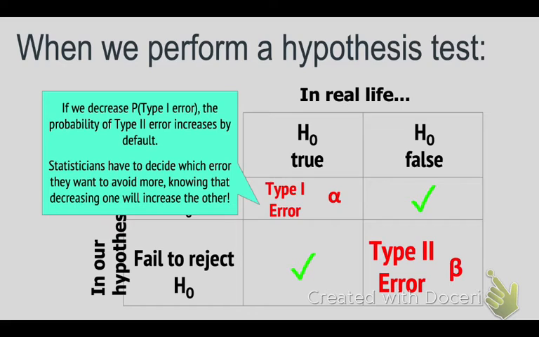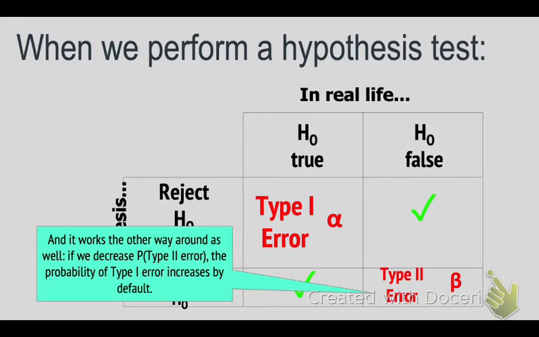Lots of times students, when we talk about alpha, they're like, why don't you just make it 1%? Well, if we make it 1%, then I have a higher chance of failing to reject a null hypothesis when I should have rejected it, right? Because what if I end up with a p-value of 0.02? Well, if I have my alpha at 0.01, I fail to reject it, but maybe that null hypothesis was actually false and I should have rejected it. And then it works the other way around too. If we decrease the probability of type 2 error, then the probability of getting a type 1 error increases by default.